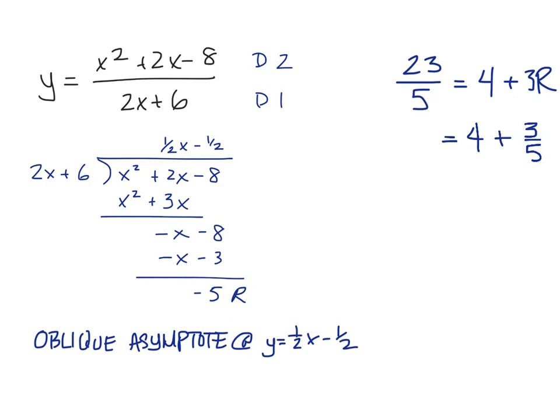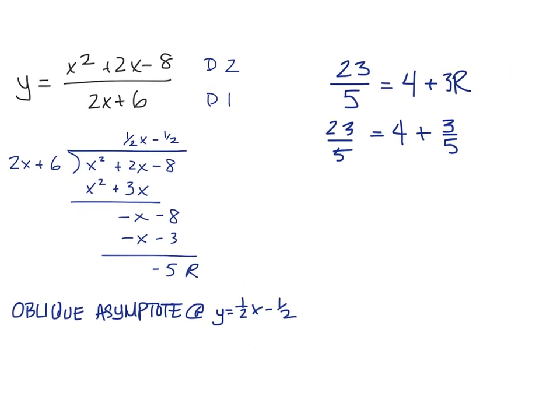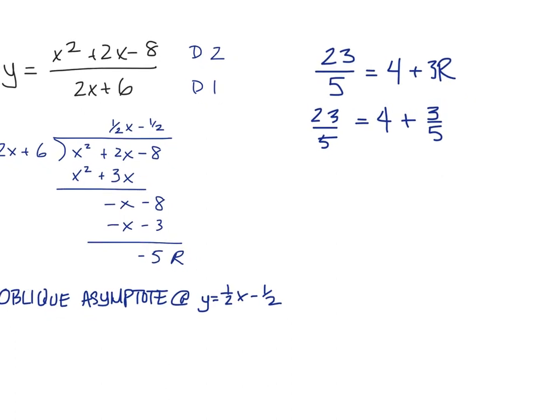The answer to this, if you just do 23 divided by 5 in your calculator, should give you 4.6, right? And the 0.6 is that 3/5. So basically these two statements are equivalent. 23 over 5 is equivalent to 4 plus 3/5. And that's just my way of remembering what the division statement is. So let's write out this division statement because that's going to help us in a second.